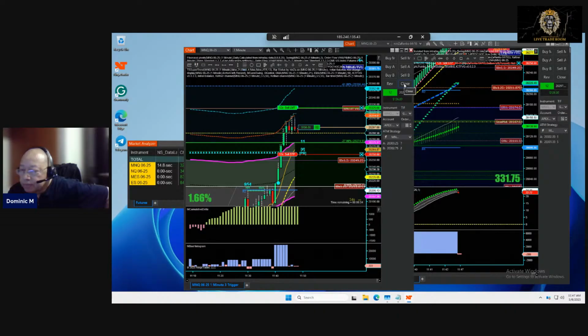Come on, push it up. So it's okay to close it before it hits and open again another entry? Yeah, as long as you don't hit that 30% on one trade.